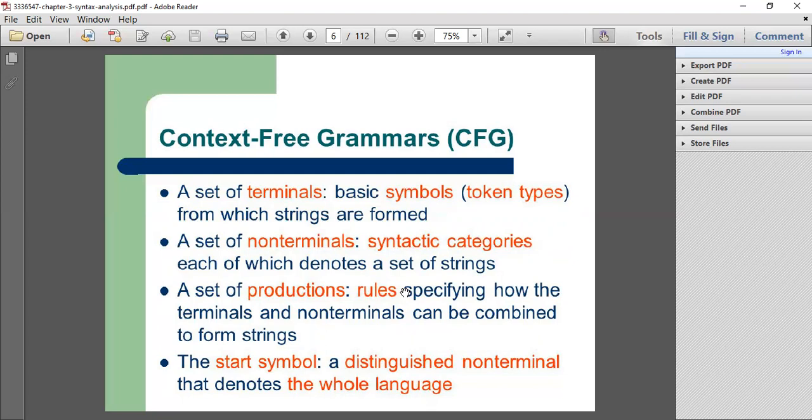In a context-free grammar, we have a set of terminals, that is basic symbols from which strings are formed. A set of non-terminals, which are syntactical categories, each of which denotes a set of strings. And a set of productions, which are the rules specifying how the terminals and non-terminals can be combined to form strings. We have only one start symbol, which is a distinguished non-terminal that denotes the whole language.